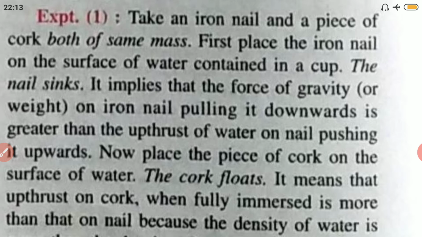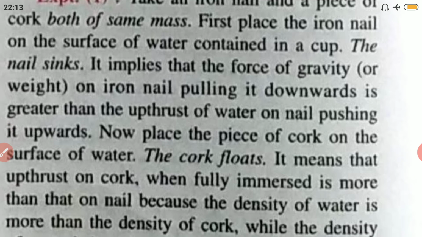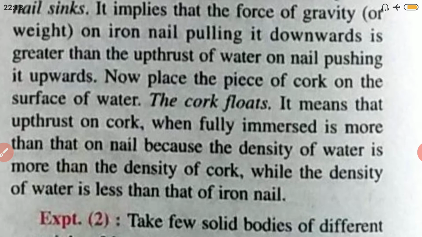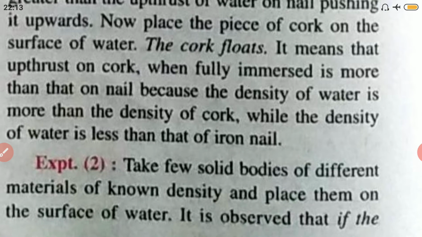Now place the piece of cork on the surface of water. The cork floats. It means that the upthrust on the cork when fully immersed is more than on the nail, because the density of water is more than the density of the cork, while the density of the water is less than the density of the nail. Okay, I hope you have understood the situation. This is a very simple situation here.